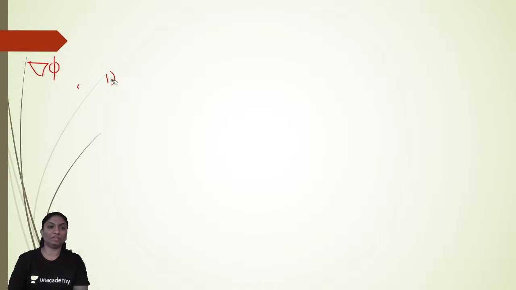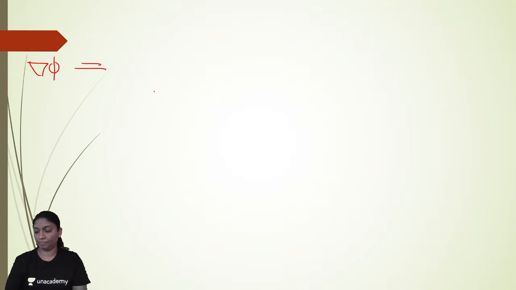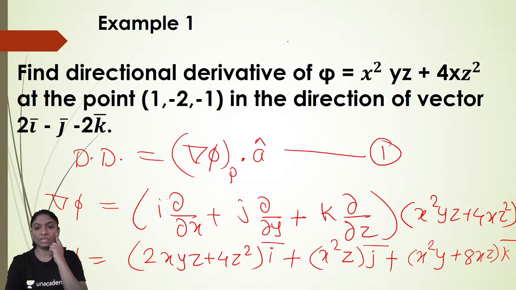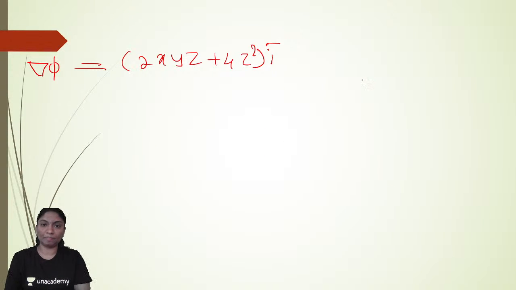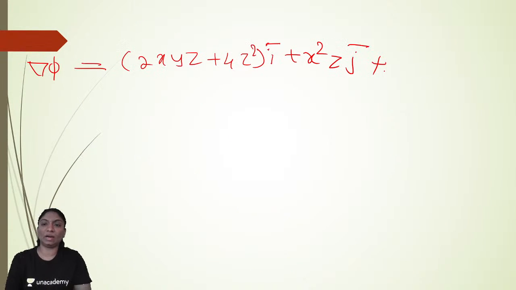We'll calculate first del phi. We'll write down here del phi: 2xyz plus 4z square i bar, plus x square z bar, plus x square y plus 8xz k bar.